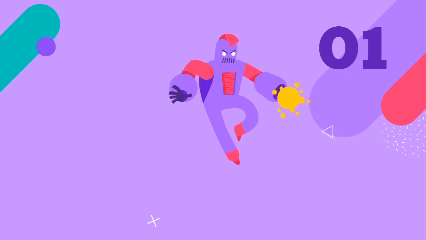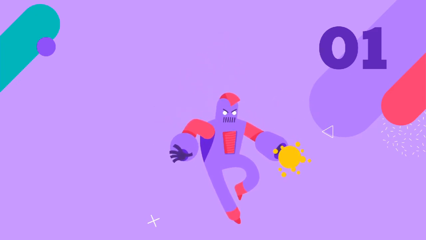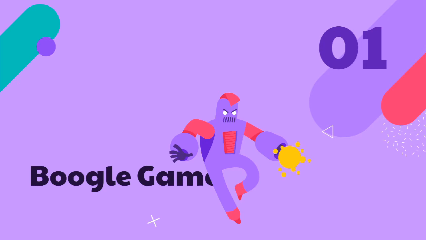Okay, so we're going to start with the first activity, the Boggle game. For this game, you need to take your notebook and your pen or pencil. If you don't have a book, it's okay, a piece of paper will do. Okay, let's start.